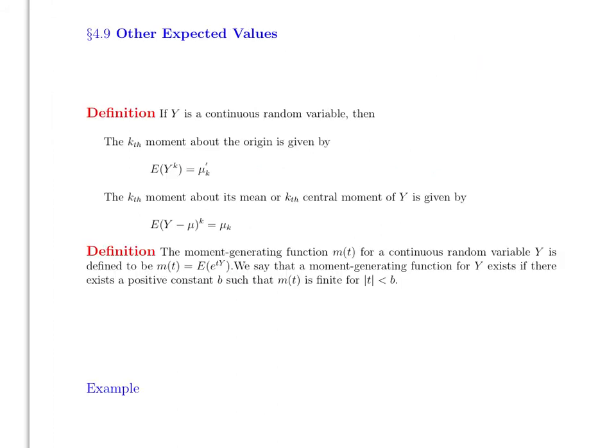Now let's go to section 4.9. We did this exact same topic in chapter 3, but we did it for discrete variables. So now we're going to do it for continuous variables. So this is the only difference, that y is continuous. The definition says the following: if y is a continuous random variable, then the k moment about the origin is given by this, so exact same definition from before. And the k moment about its mean, or the k central moment of y, is given by this. Again, exact same thing.